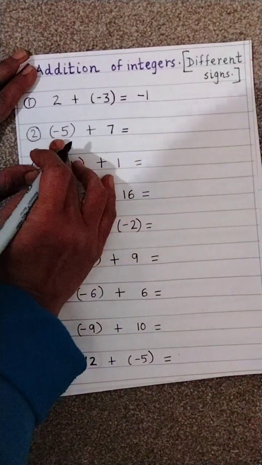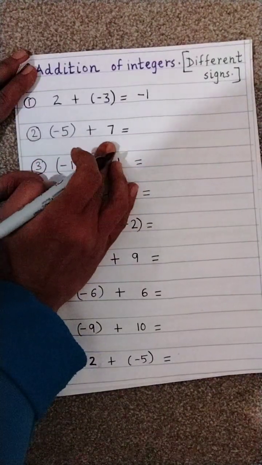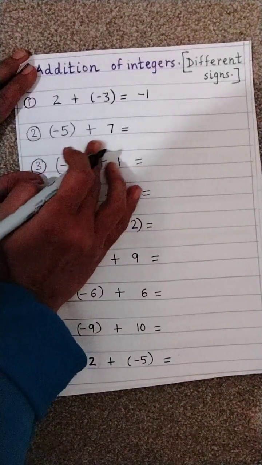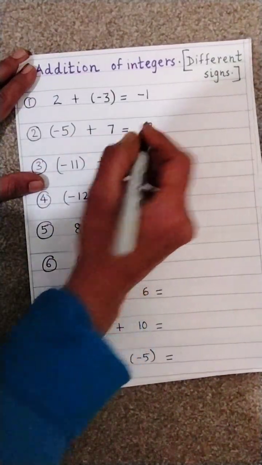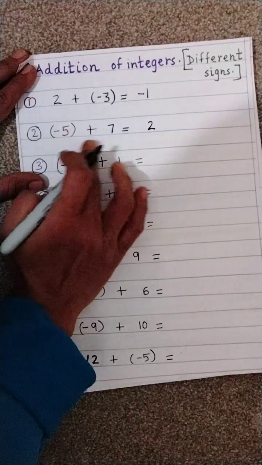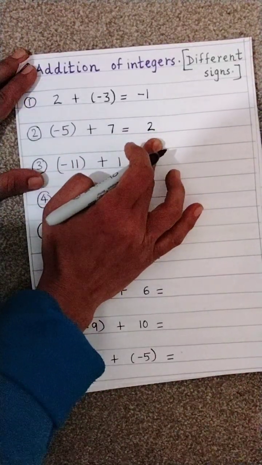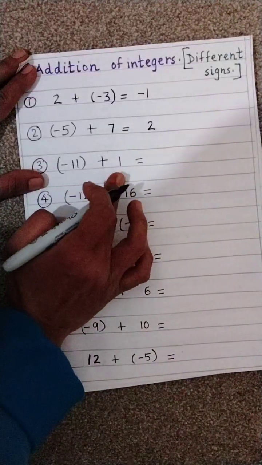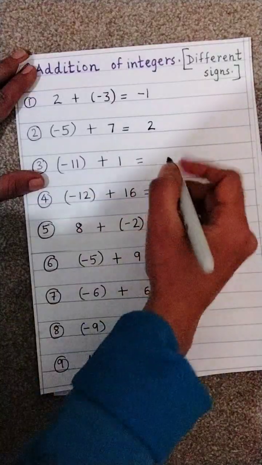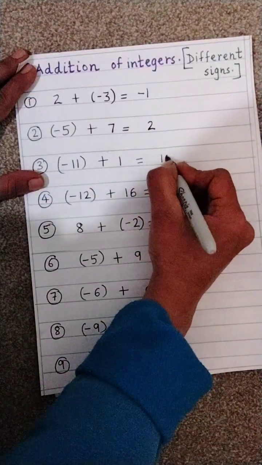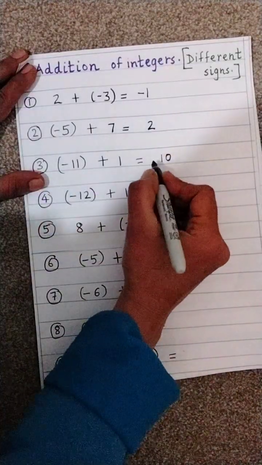Another example. Minus 5 plus 7. One is negative, one is positive. We subtract. 7 minus 5 is 2. And we keep the sign of bigger number, which is 7. So answer is 2. Minus 11 plus 1. We subtract. And then we put the sign of bigger number, minus. So answer is minus 10.